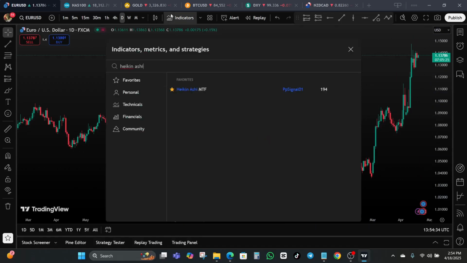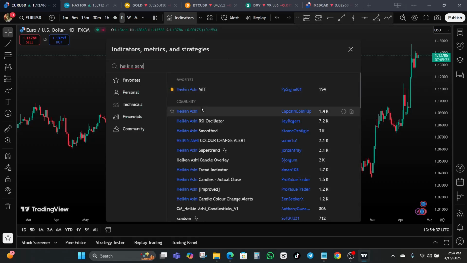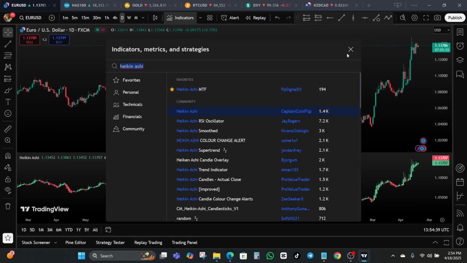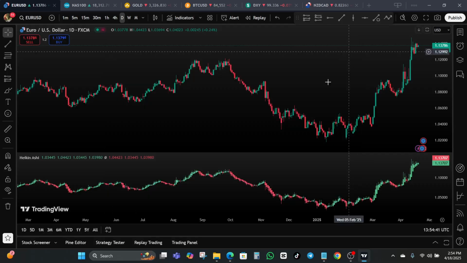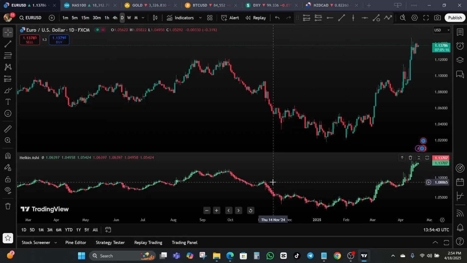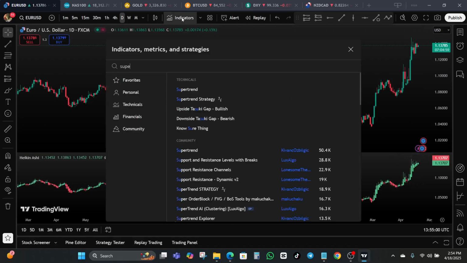Let's just add the Heikin Ashi to the chart right away. So the Heikin Ashi gives you clearer trends and helps you spot momentum shifts without getting caught in fake outs. You won't see wicks all over the place. It's clean and directional. Then we have the Supertrend indicator.